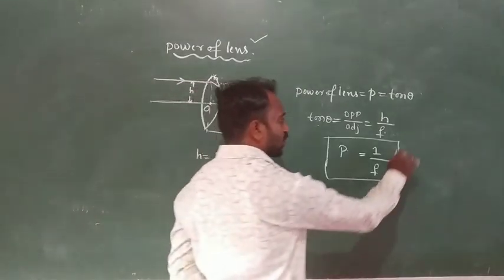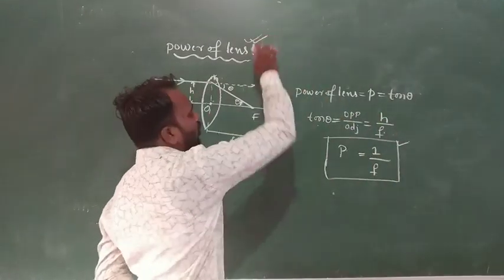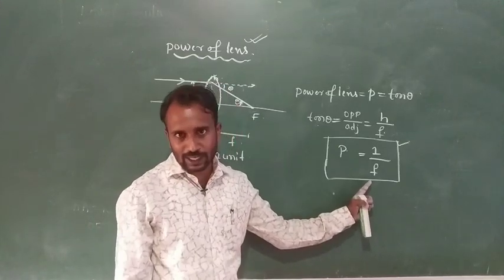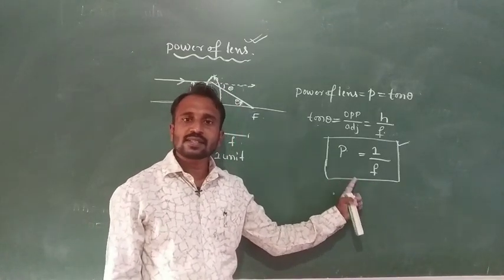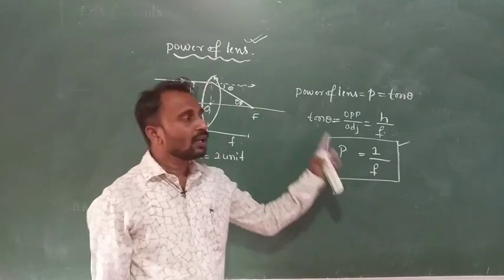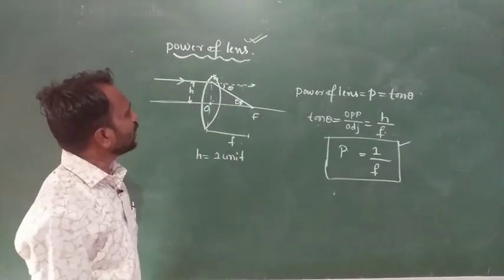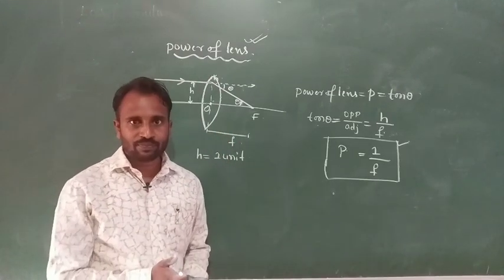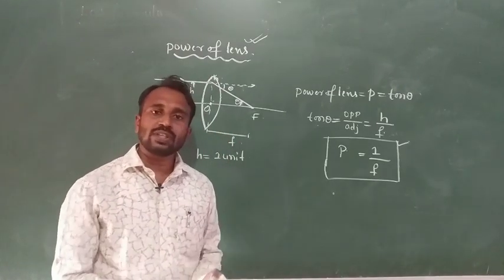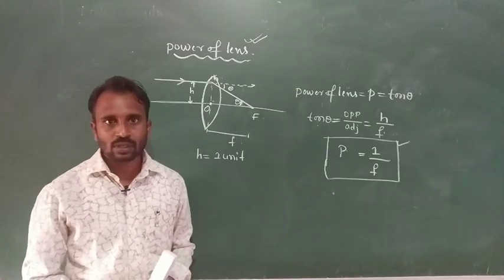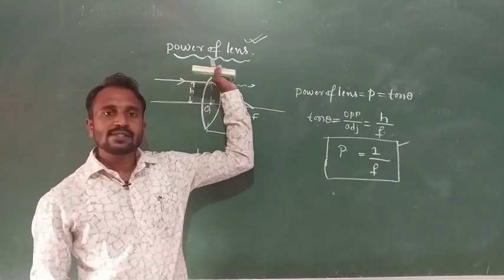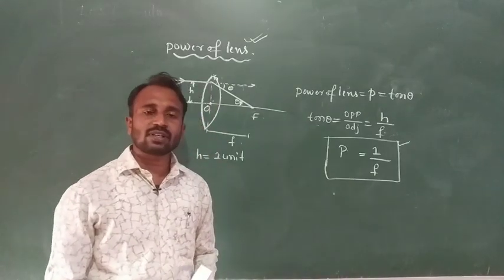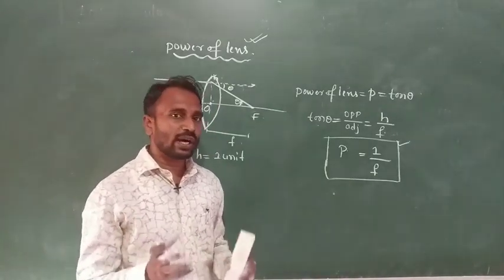It means another definition of the power of a lens: the power of a lens is nothing but the reciprocal of the focal length. Power of a lens means the reciprocal of the focal length. Another definition: it is the ability to converge the ray of light when a light ray passes through the convex lens. It is the ability of a lens to converge. Otherwise, we consider that the power of a lens is nothing but the reciprocal of the focal length.